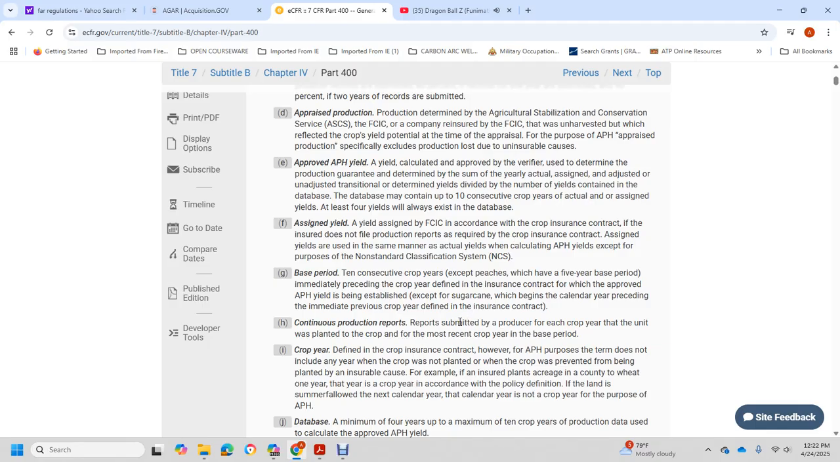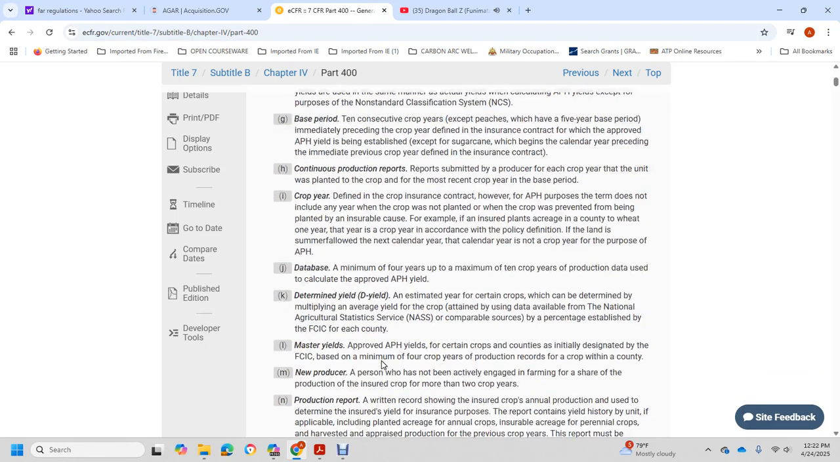However, for actual production history purposes, the term does not include any year where the crop was not planted, whether the crop was prevented from being planted by an insurable cause, for example, uninsured plantable acreage for the county of wheat in 1 year, or a year of corn, or a policy definition in which land is followed into the next calendar year. The calendar year is not a crop year for the purpose of the actual production history database.